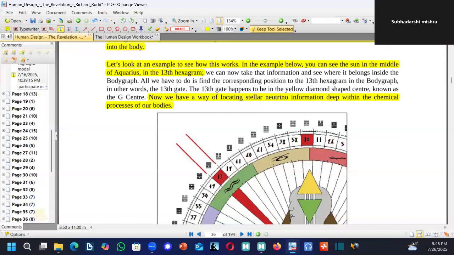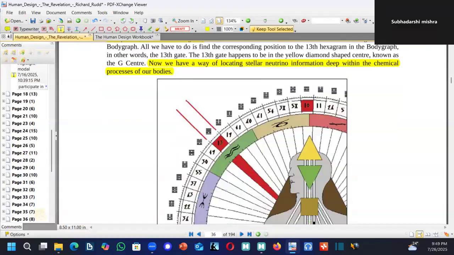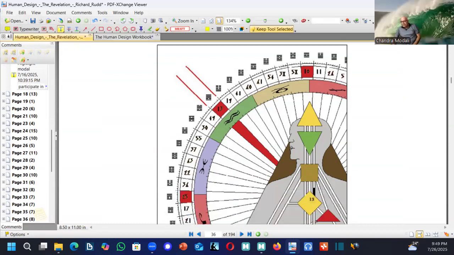But then do neutrinos transfer from here to there? Correct, now the sun's rays are streaming. The sun's ray that you see is the stream of neutrinos. These two red lines in the outer circle are in gate 30. In the inner circle, it is the Aquarius. That is continuing and hitting the G center, because 13 in the human body is the G center.